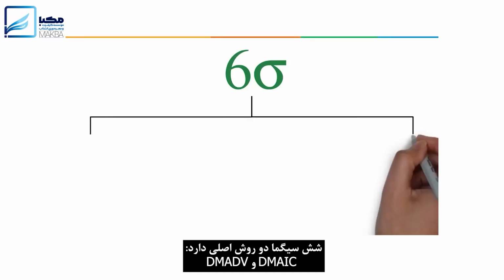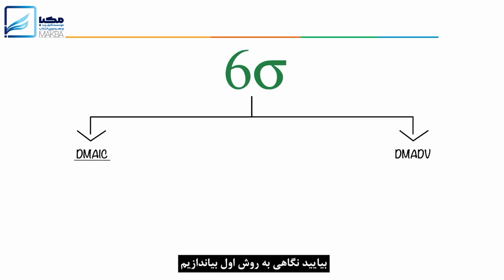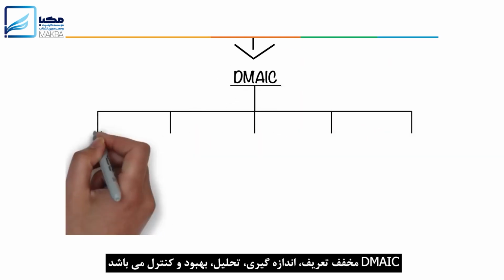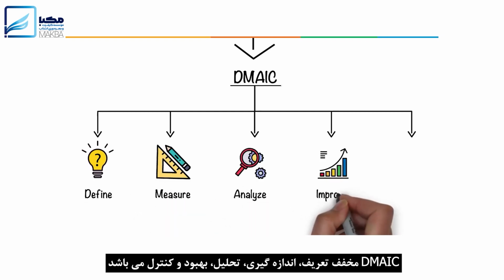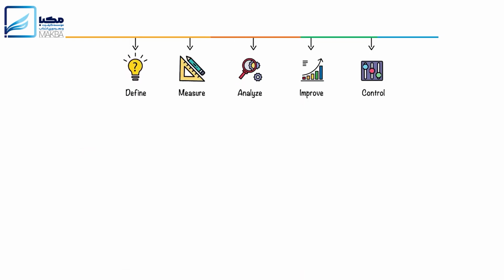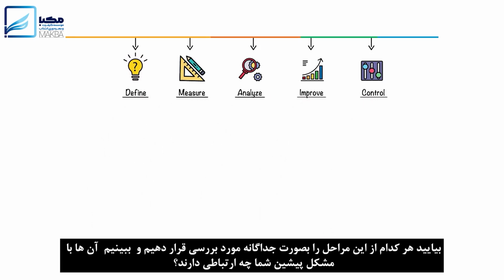Six Sigma has two major methodologies: DMAIC and DMADV. Let's look at the first methodology. DMAIC is an acronym for Define, Measure, Analyze, Improve, and Control. Let's have a look at each of these stages individually and how it relates to your earlier problem.